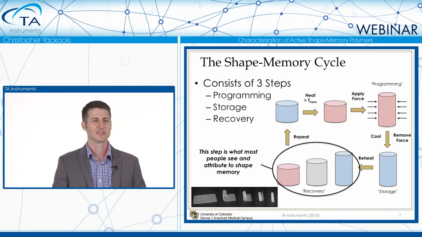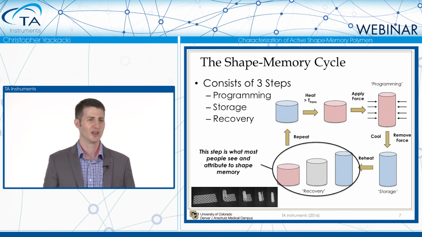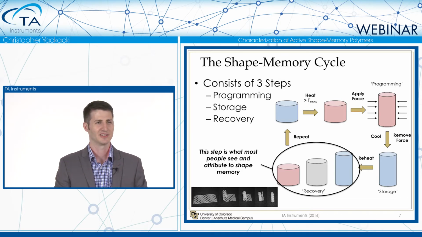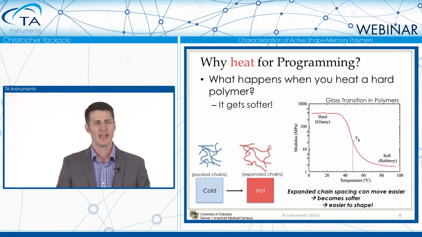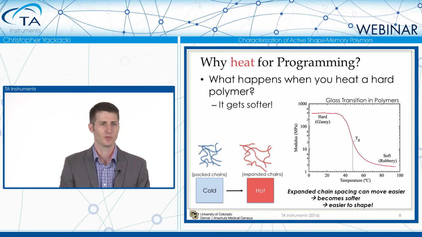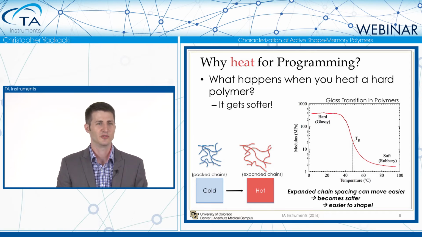But really there's kind of some magic behind the scenes to get it to perform that shape change. So just to maybe explain why you would go through those steps: why might you want to heat before you shape the polymer? Well, what happens when you heat a polymer? Generally, most people know it gets softer.